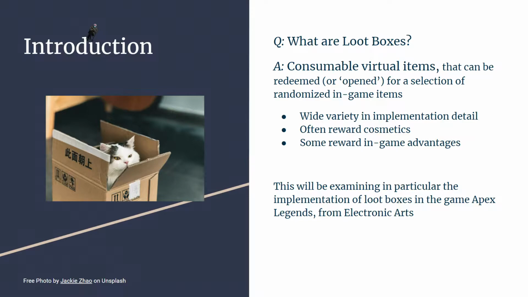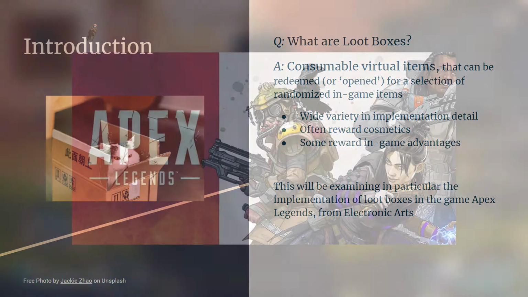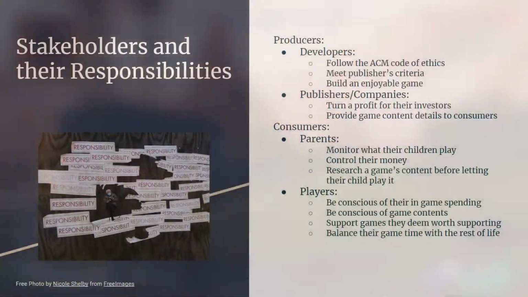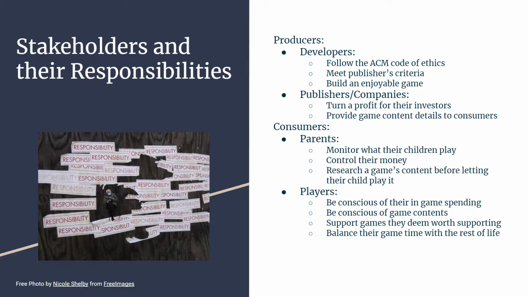With many different implementations to choose from, our presentation will study the loot box system in the game Apex Legends, published by Electronic Arts. Let's have a look at stakeholders and their responsibilities. First, we have developers. They're responsible for writing code that follows the ACM Code of Ethics, building a game that meets the publisher's expectation criteria, and building a game that players enjoy and want to play. Next, we have the publisher or publishing company. They're responsible for publishing games that sell well and make their investors money, and publishing quality games that players enjoy. They're also responsible for providing game content information to consumers so that consumers know what they're purchasing.